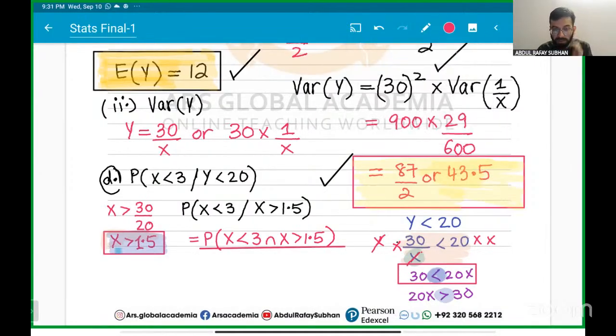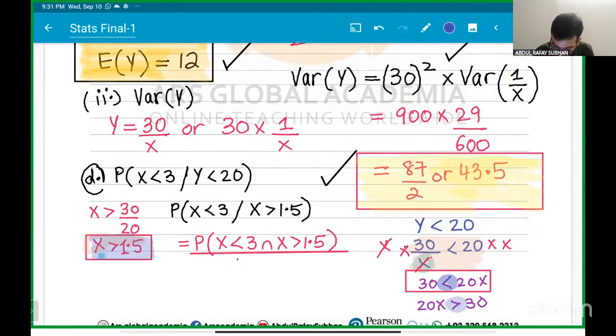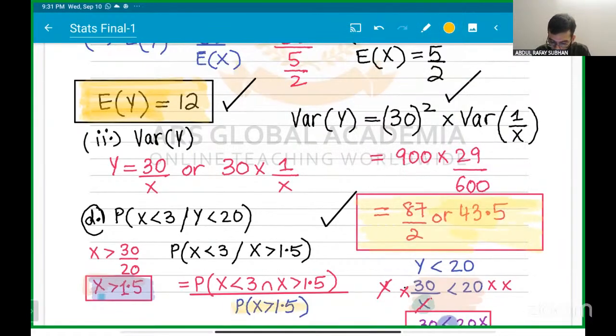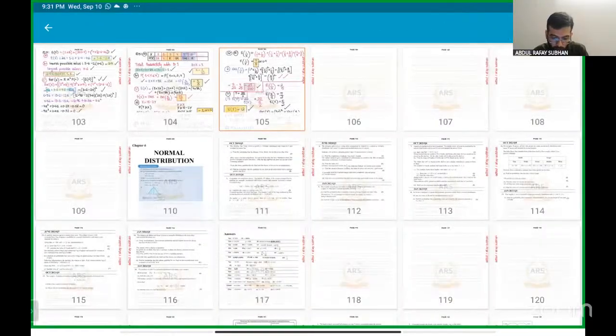The numerator will be the probability of x is less than 3 intersection x is greater than 1.5, divided by the denominator, which is the probability of x is greater than 1.5. Is everyone getting it? Should I stop here? Let's find out the denominator first. The probability needs to be x is greater than 1.5.